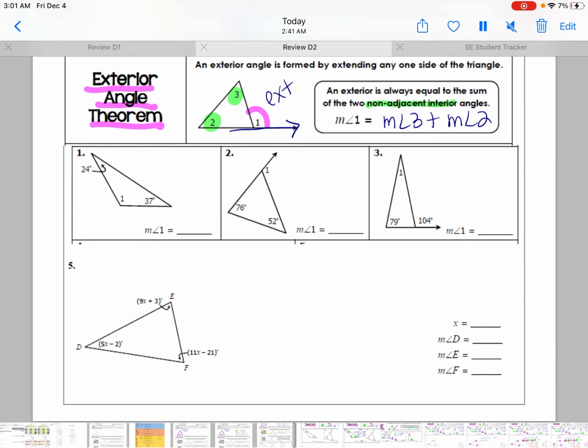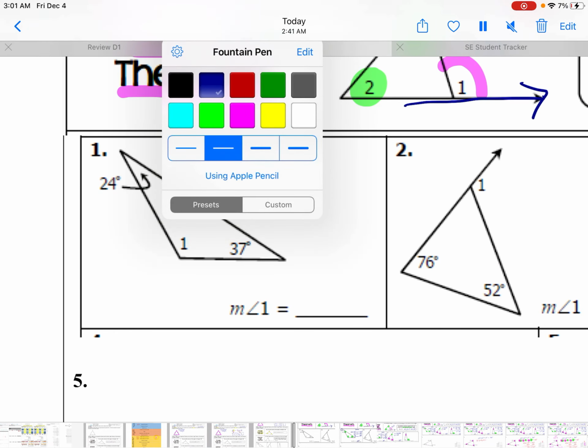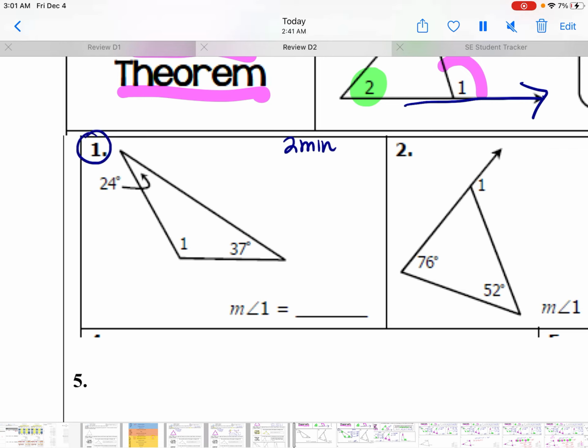All right, let's go ahead and look at the first problem. Notice that we're dealing with interior angles here. I'm going to ask Ms. Moreno to pause the video and give you 2 minutes to complete this problem.